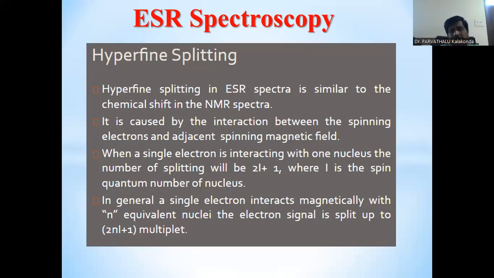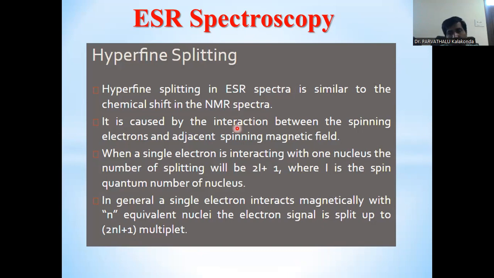Again, they split. First, in the absence of field, you have plus and minus half. The plus half again splits into plus and minus, and the minus half again splits into plus and minus. So that is hyperfine. After the splitting, they split again into 2 levels. That is called the hyperfine signal.